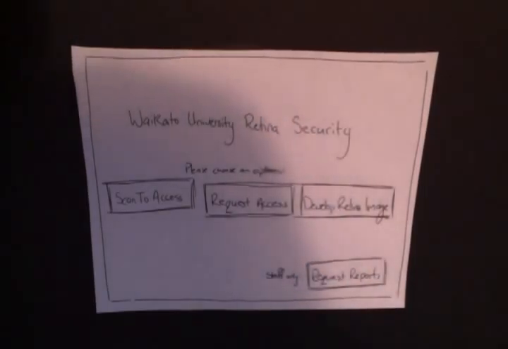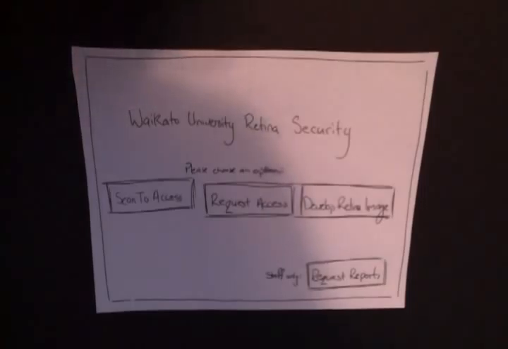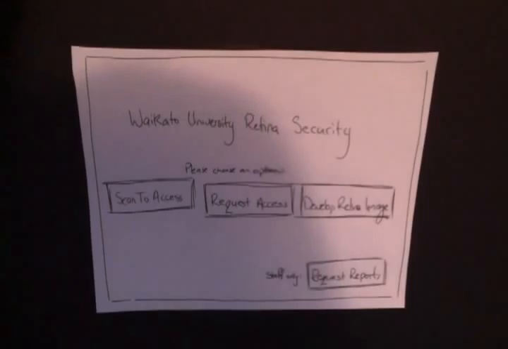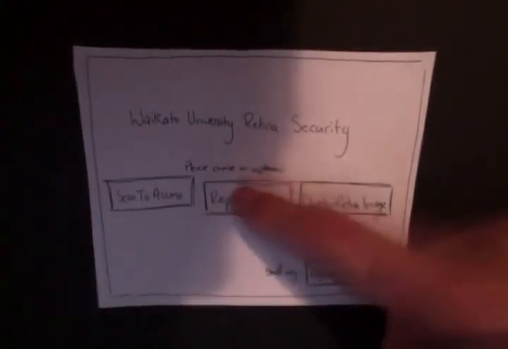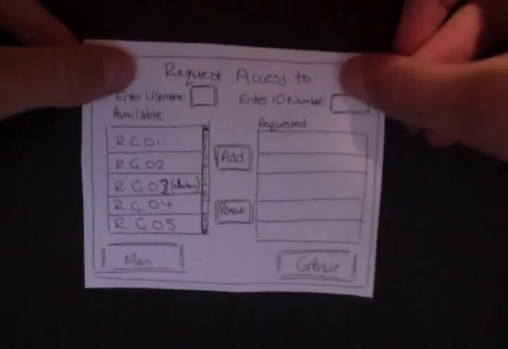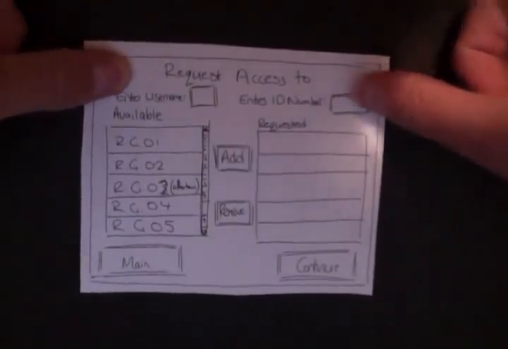For the three scenarios, Tim is a new student at the University of Waikato. He would like access to the rooms he needs for his 3 classes and also the R-Block labs for after-hour assignments. So Tim is going to click request access. I'll just bring him up to a new screen. So he's come up to the request access screen now.